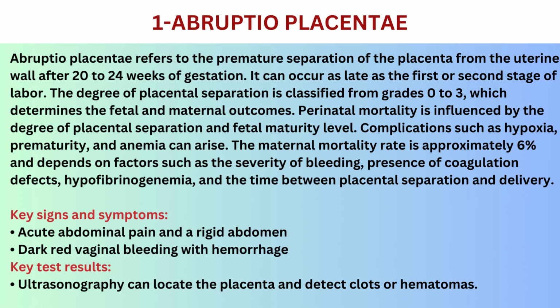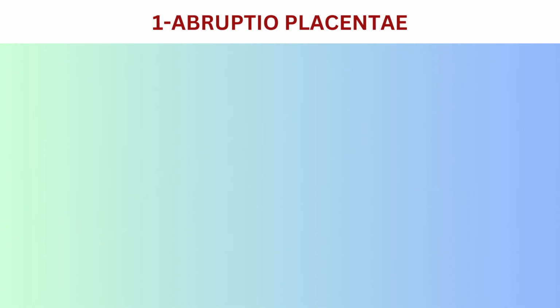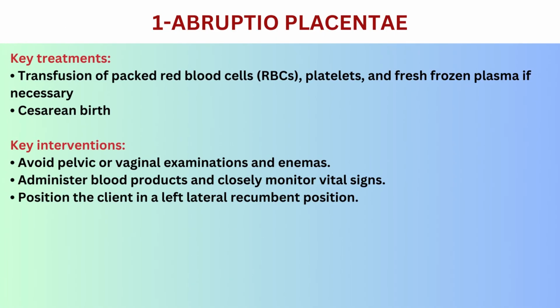The key signs and symptoms are acute abdominal pain and a rigid abdomen, dark red vaginal bleeding with hemorrhage. The key test results: ultrasonography can locate the placenta and detect clots or hematomas. The key treatments: transfusion of packed RBCs, platelet and fresh frozen plasma if necessary, cesarean birth. The key interventions: avoid pelvic or vaginal examinations and enemas, administer blood products and closely monitor vital signs, position the client in a left lateral recumbent position.